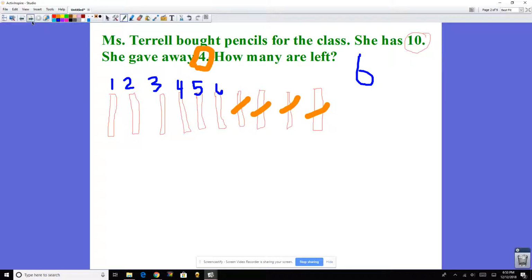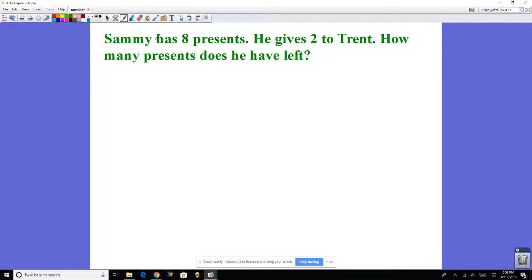All right, your last question says, Sammy has 8 presents. He gives 2 to Trent. How many presents does he have left? All right, so I'm going to go through the first sentence and see how many presents I need to start with. Sammy has 8 presents. This sentence tells me how many presents Sammy has. He has 8, so let's circle 8.